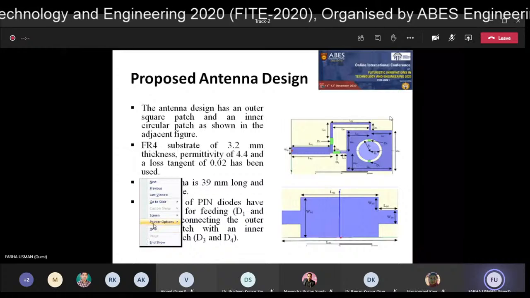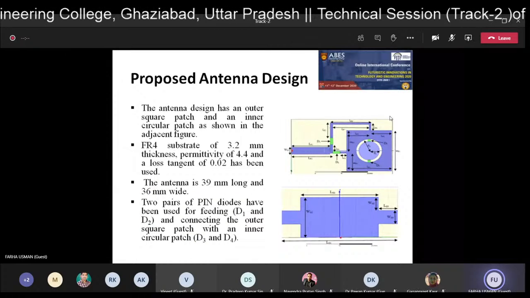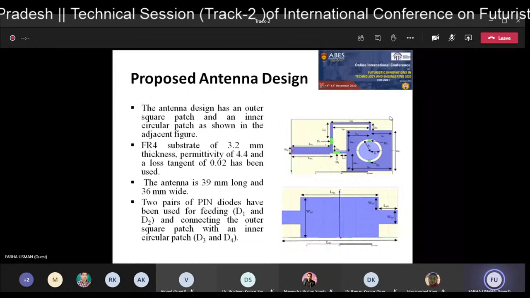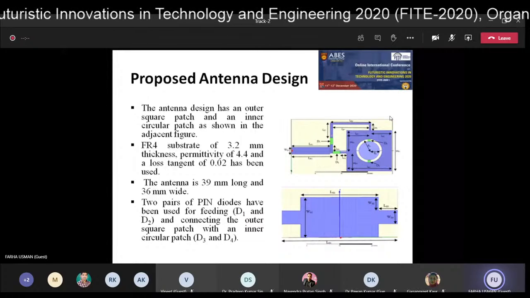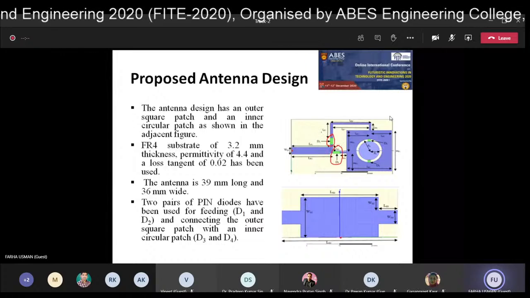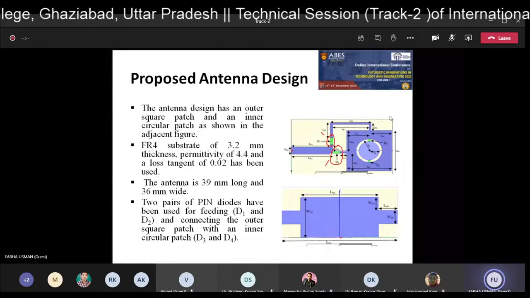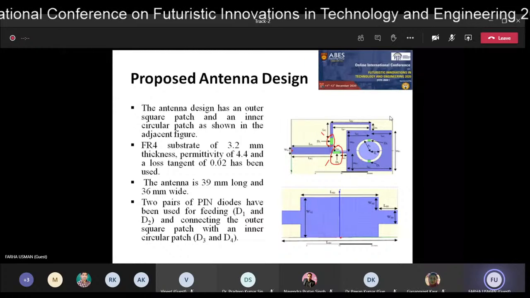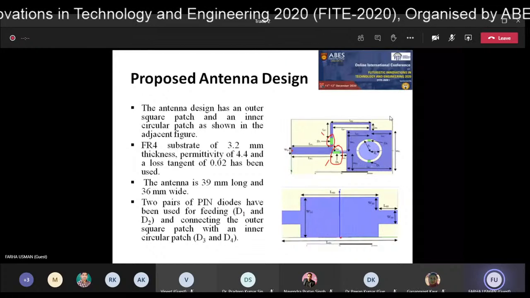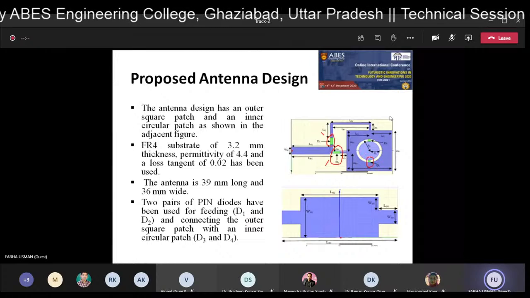For feeding, I have used 2 diodes, D1 and D2 on the screen. These are the 2 diodes for feeding. This one is D1 and this one is D2. And to connect the inner circular patch with the outer square patch, I have used 2 different pin diodes, D3, this diode, and D4, this one.